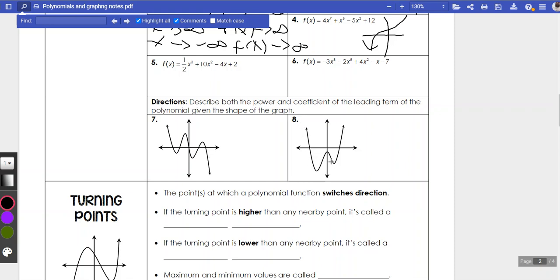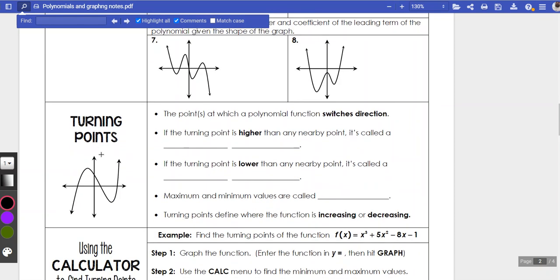This guy is going to be even because it looks kind of like a parabola, and you could argue it's got up end behavior, so it's a positive coefficient. All right. Now we talked about this before: critical values and turning points. So if I were to tell you this guy right here is a turning point and this guy right here is a turning point, what is a turning point? It's where it switches directions.